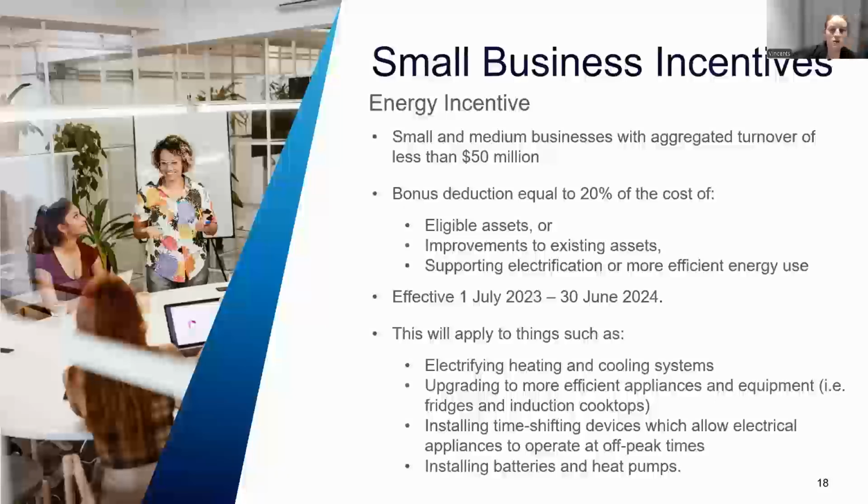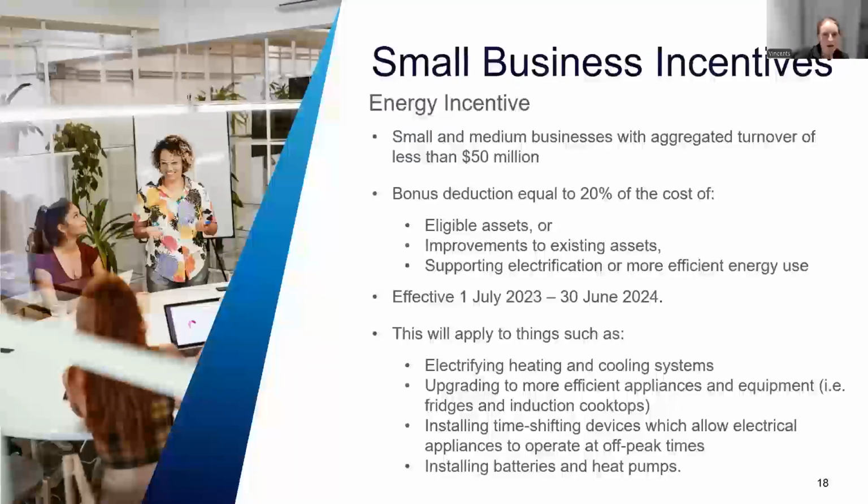Okay, so next, I just want to run through a couple of small business incentives. So the first one is the energy incentive, which is separate to the skills and training boost and technology boost incentive, so not to be confused, this is a third incentive, but it's structured in a similar way. So the energy incentive applies to small and medium businesses with aggregated turnover of less than $50 million, and you will get a bonus deduction equal to 20% of the cost of eligible assets, improvements to existing assets, and that support electrification or more efficient energy use. And I'll go through sort of what that means shortly.